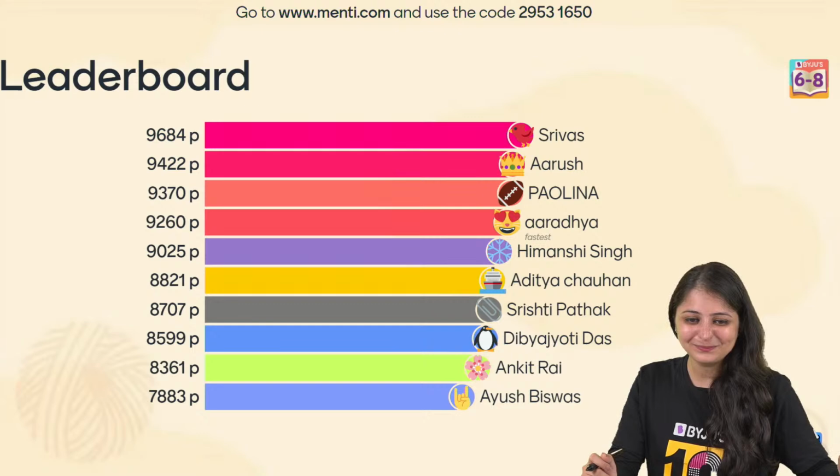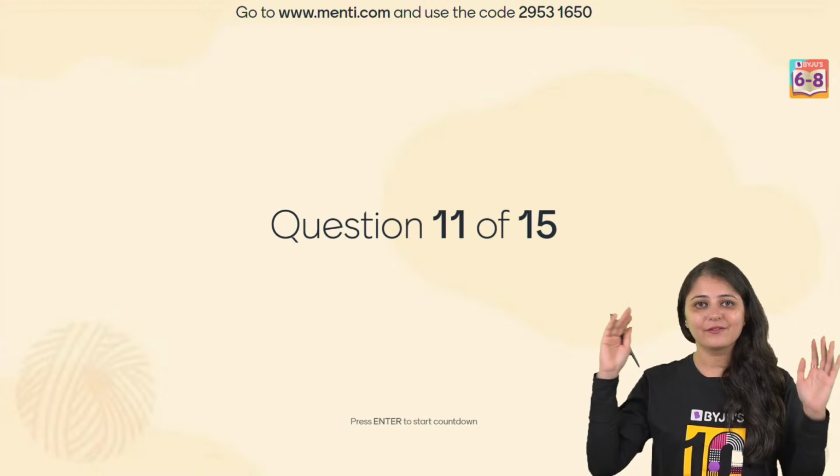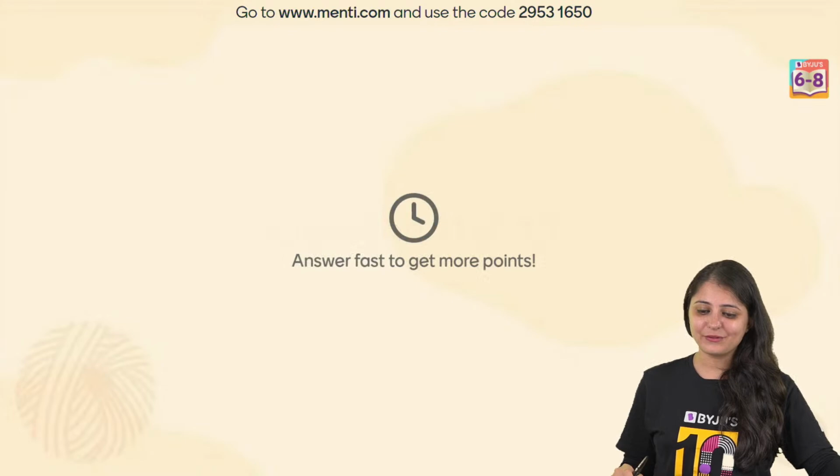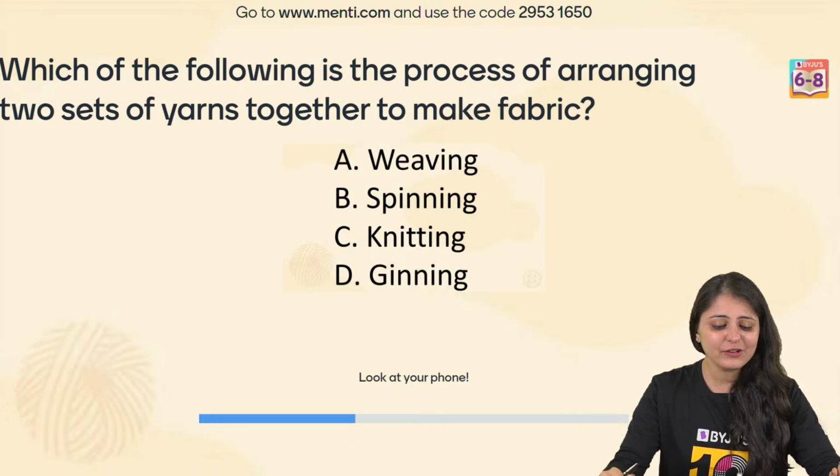All right, last 5 questions. Just like after the first 5 questions, in the next 5 questions the leaderboard changed, from the next 5 to the last 5 it might change again. So yes, be this charged up, be this pepped up. And I am loading question number 11 for all of you with this hope that most of you will get this one right. Which of the following is the process of arranging two sets of yarns together to make fabric?